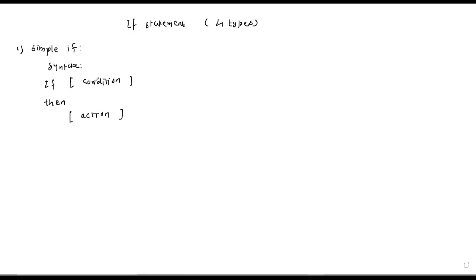So what does it mean? Suppose this condition, if we have this, then we have this action. Now we close this by giving fi. So we write if like this, fi. We have to start with if and we have to end the sequence with fi.